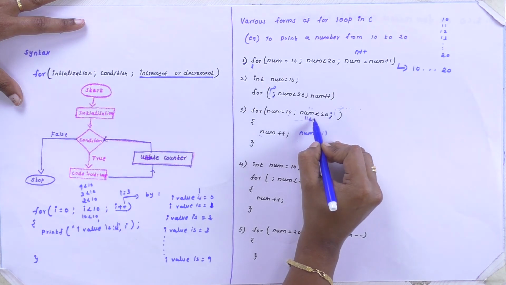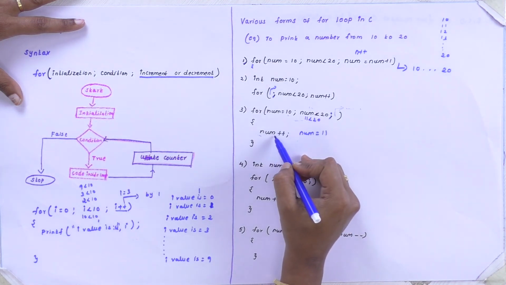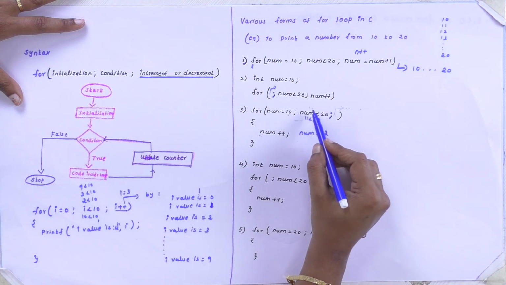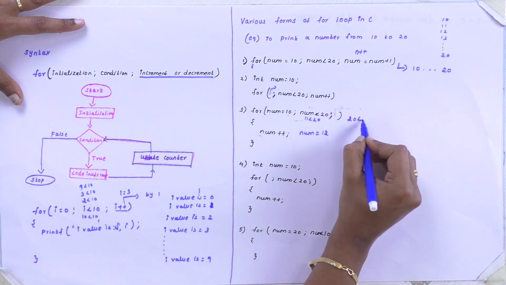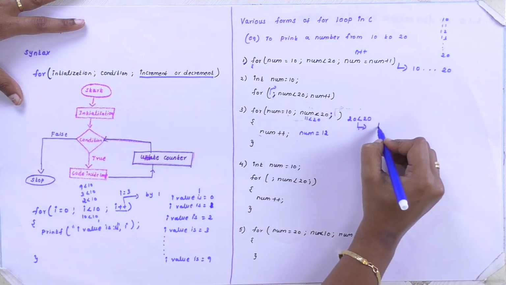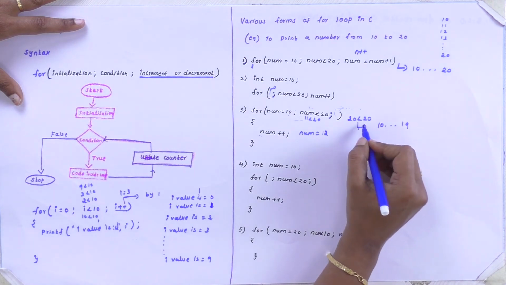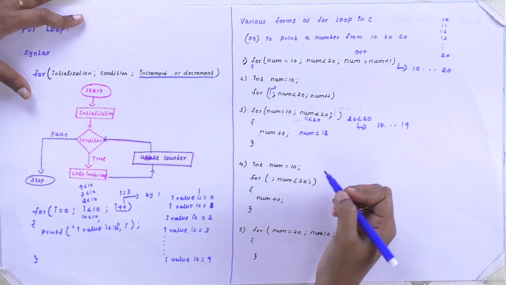It will check 11 less than 20. The condition will be true. Again it will come inside the loop, and it will increment to 12. It will continue the process until 20 less than 20 is evaluated. So the output will be 10 up to 19. The condition will fail when the num value becomes 20.